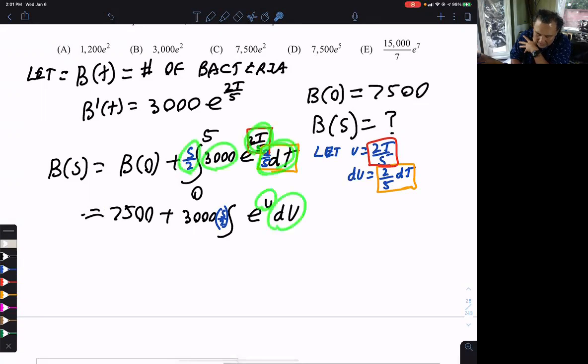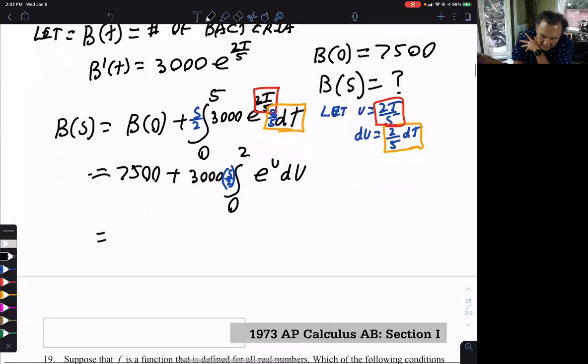The 3,000 and the 5 over 2 are out in front. I need to change the 0 and 5 into u's. So when t is 0, u is 0. That's easy. When t is 5, the 5's will cancel, leaving 2. So this becomes 2. And I'm on my way to getting the answer. This will be 5,000 if I simplify that, because the 2, wait, is that a 3 or 2? That's a 2. It's not 5,000. I'm a liar. That's 1.5, that's 7,500. I think, I hope. I'm doing this in my head.